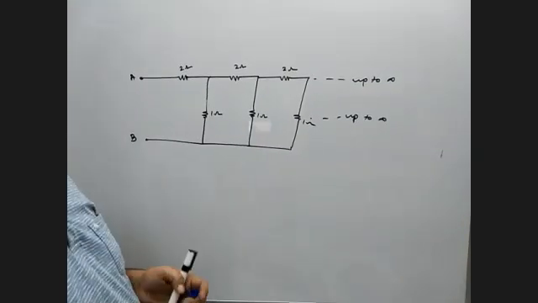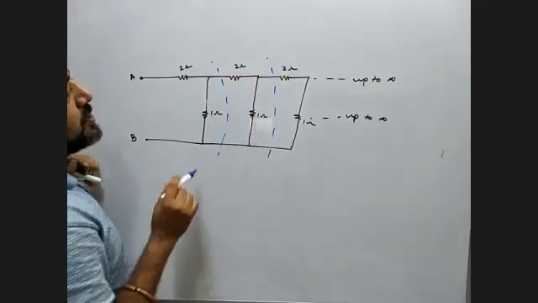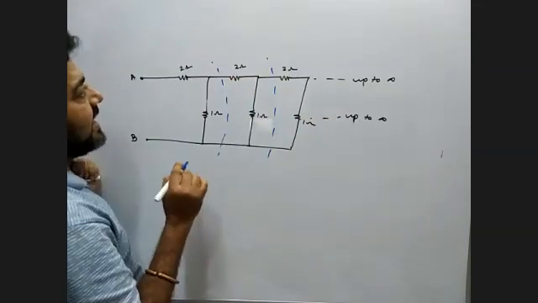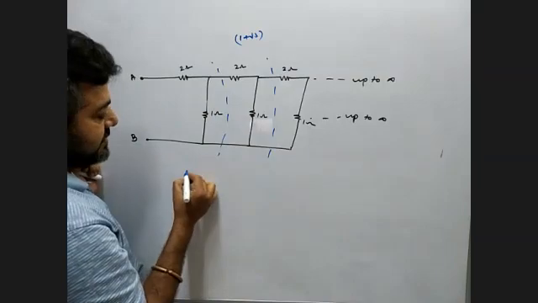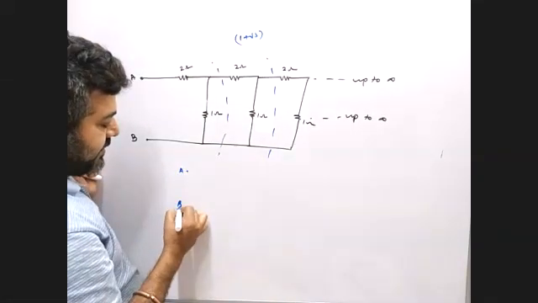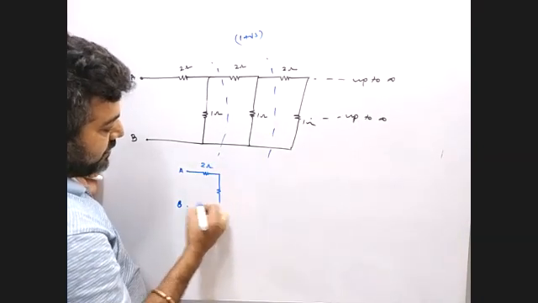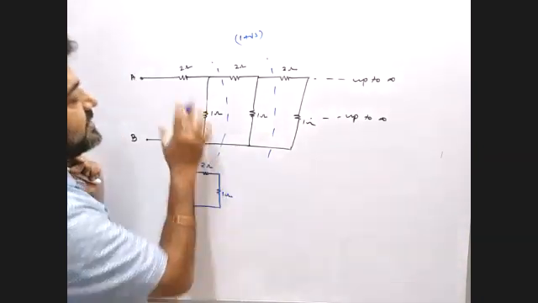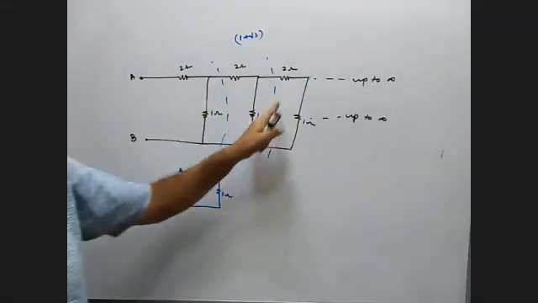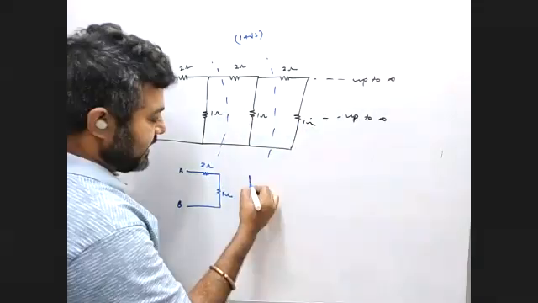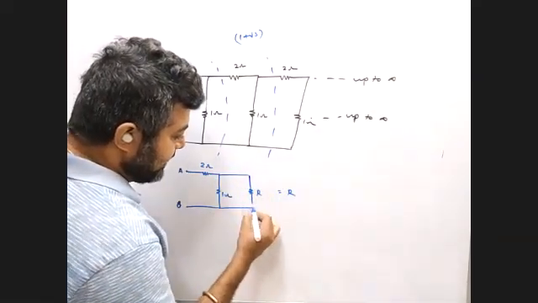Let R be the equivalent resistance. So this point is A, this point is B. You have 2 ohm, 1 ohm. As I already mentioned, you select one circuit which is repeated: 2, 1, 2, 1, 2, 1. It is repeated, so the rest is R. The equivalent is also R. So we connect like this.